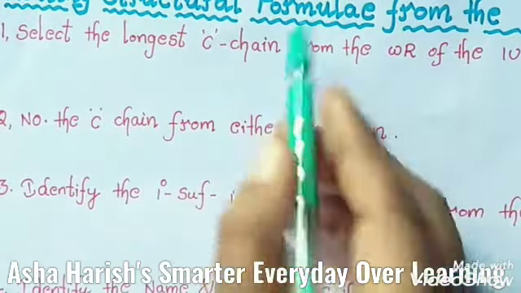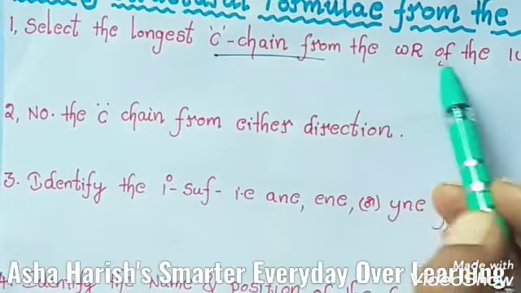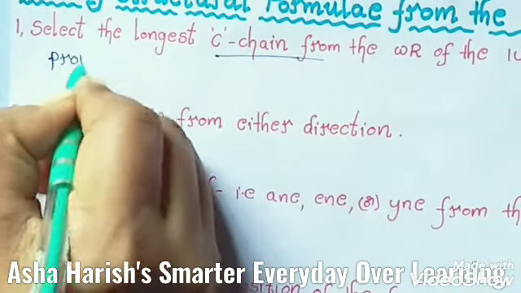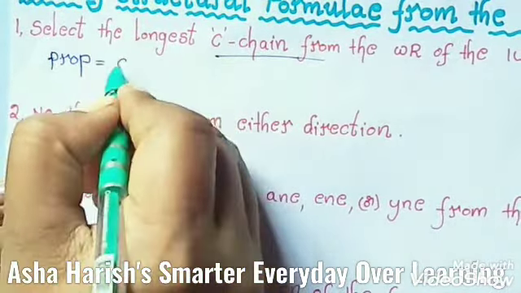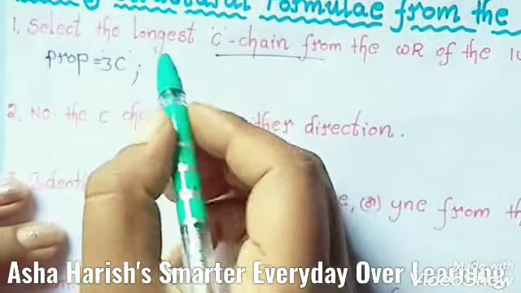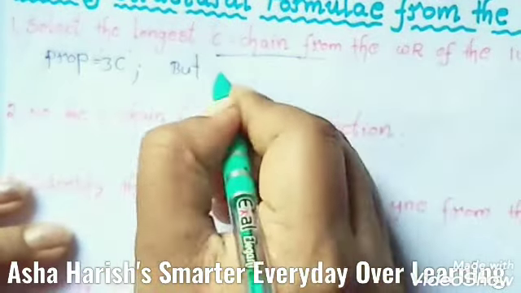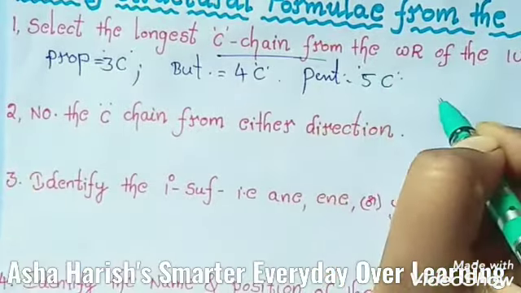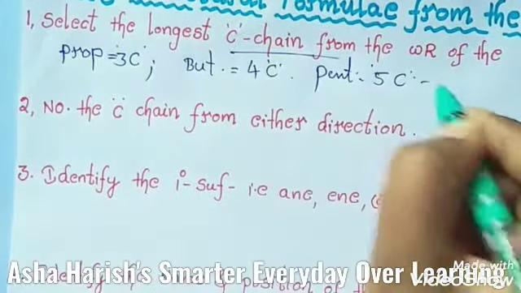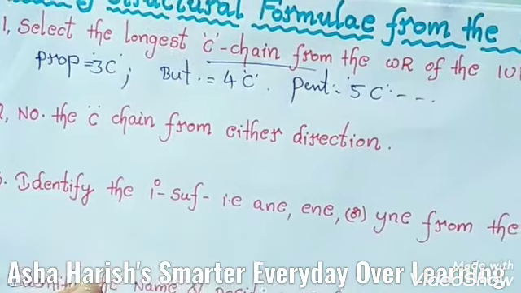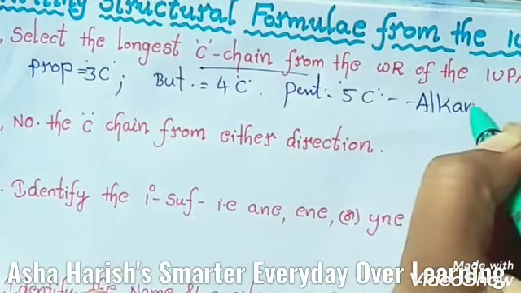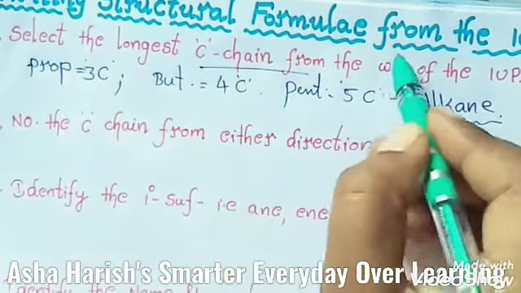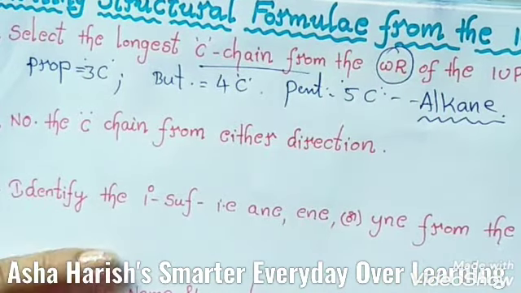Rule 1: select the longest carbon chain from the word root of the IUPAC name of the organic compound. Previously we studied that the root word prop connects 3 carbon atoms, but connects 4 carbon atoms, and pent connects 5 carbon atoms, and so on, by single bonds in a straight chain. If all the bonds are single bonds in a straight chain, that belongs to the alkane group, a saturated hydrocarbon, which we studied in the previous class. That is the first rule. Let's go for the second one.